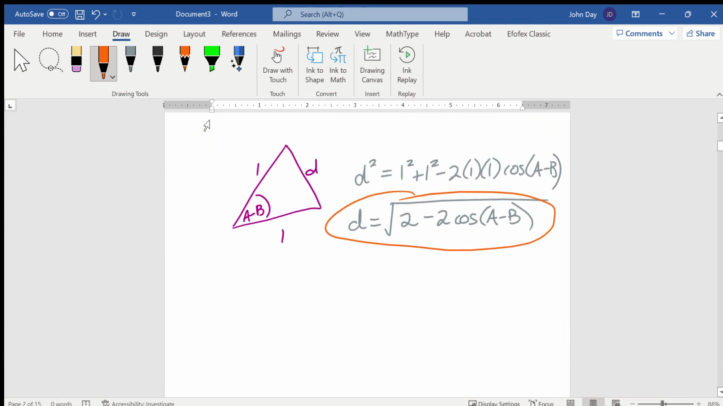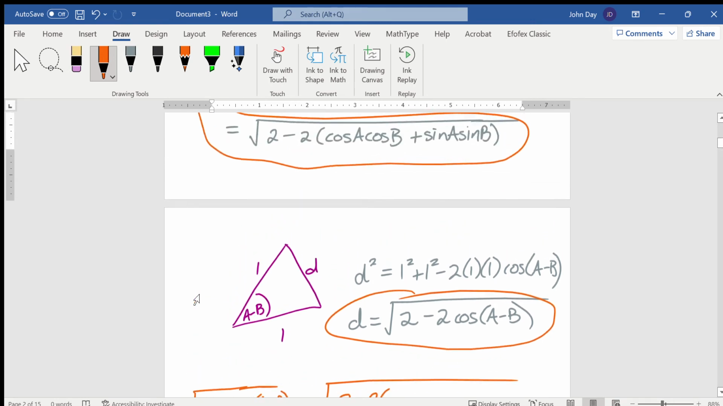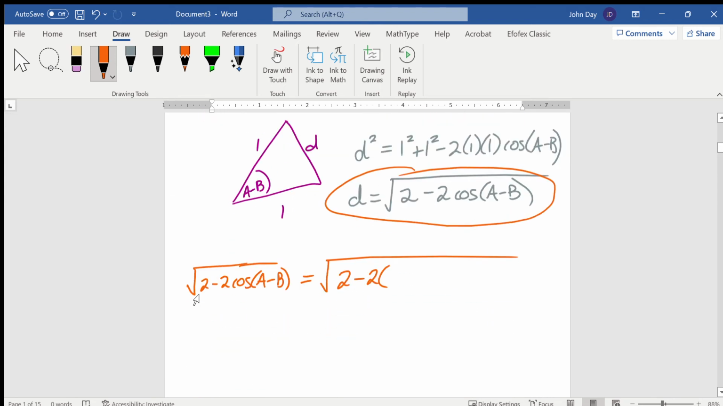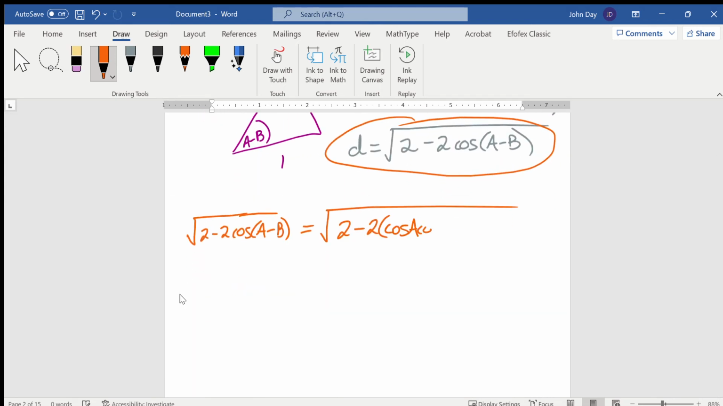I can say that root of 2 minus 2 cos A minus B is equal to root of 2 minus 2, I'll just go up and have a look what it said, cos A cos B plus sin A sin B at the bottom of that page there. Cos A cos B plus sin A sin B. All right, square both sides. 2 minus 2 cos A minus B equals 2 minus 2 cos A cos B plus sin A sin B.